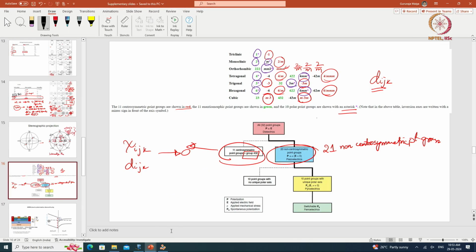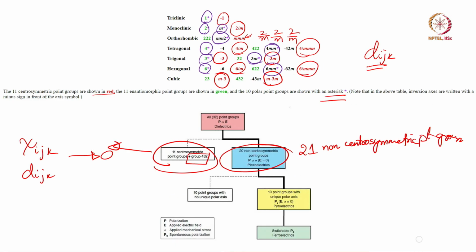Okay. Now, in fact, if we go back to this presentation here, you see that in these 20 non-centrosymmetric point groups, right, you can find piezoelectricity. Among them, you have 10 point groups with a unique polar axis, which means you can find PS. So, if there is spontaneous polarization, that can only be found in these 10 point groups with a unique polar axis, and also you can find pyroelectricity, right.